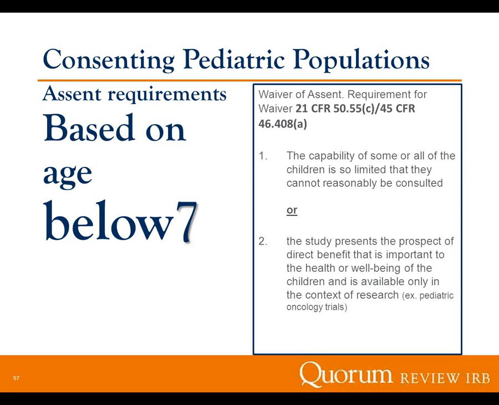And it basically says that maybe you don't actually have to get assent if someone's below 7 because the capability of some or all of the children is so limited that they cannot reasonably be consulted. Or 2, the study presents the prospect of direct benefit that is important to the health or well-being of the children and is available only in the context of research. So when we're talking about enrolling a population that's below age 7, the requirement for assent may be waived if one of those 2 instances are present.